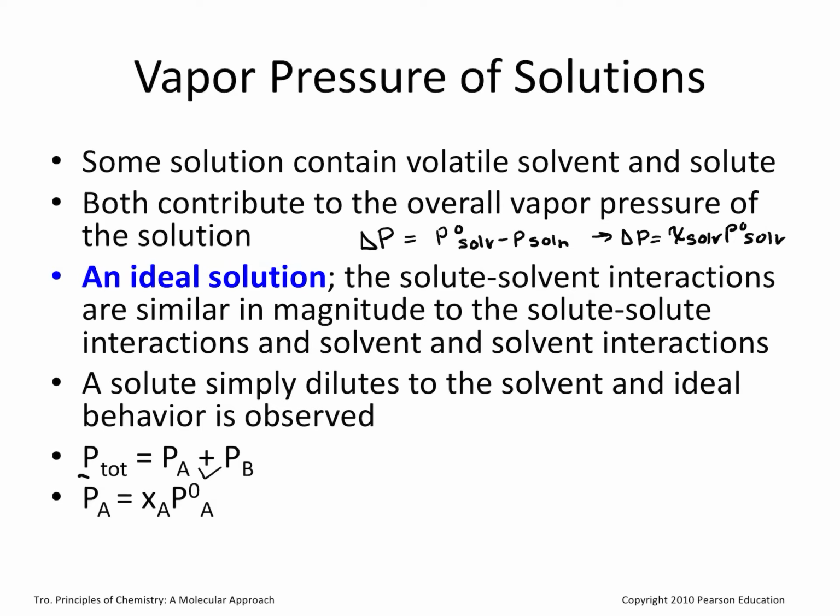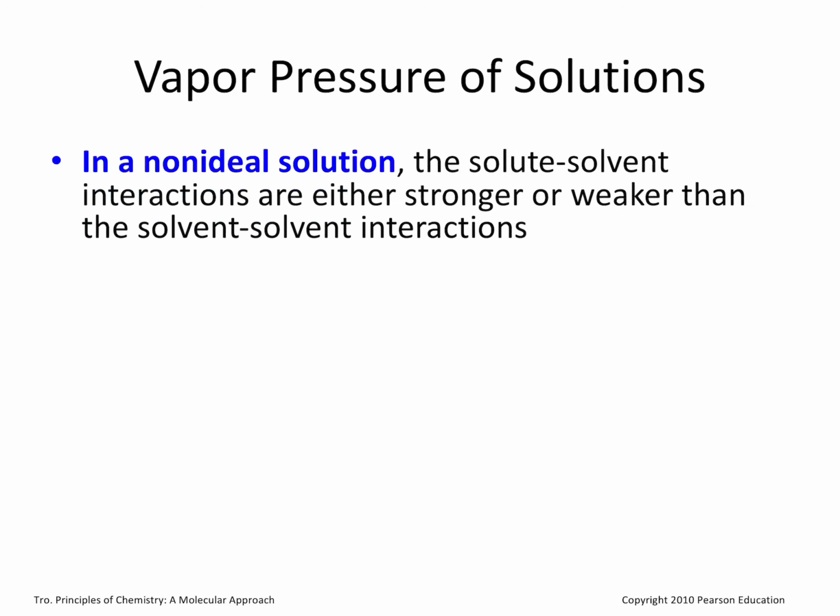Now, what about a non-ideal solution? If an ideal solution is one where all the interactions are very similar, which is what we want, what would a non-ideal solution consist of? Well, it would be if the interactions are not as good, meaning what if your solute was super attracted toward each other, but the solvent was weak? Well, then the solute isn't going to really break apart, and the solute and solvent don't want to be together.